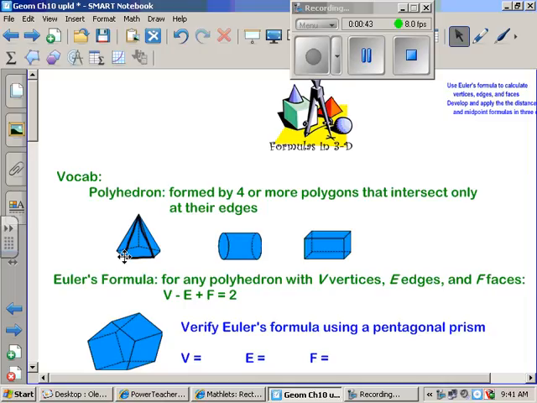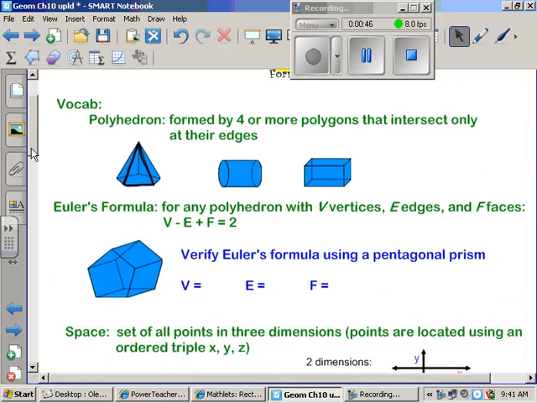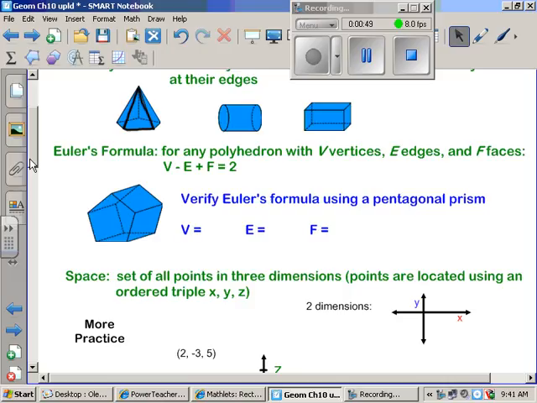You can tell that something is a polyhedron because it will fit Euler's formula. And the formula is that if you take the number of vertices minus the number of edges plus the number of faces, it should equal 2. Okay, so if we look at this pentagonal prism, if you look at the vertices, there's 1, 2, 3, 4, 5, 6, 7, 8, 9, 10. So there's 10 vertices.